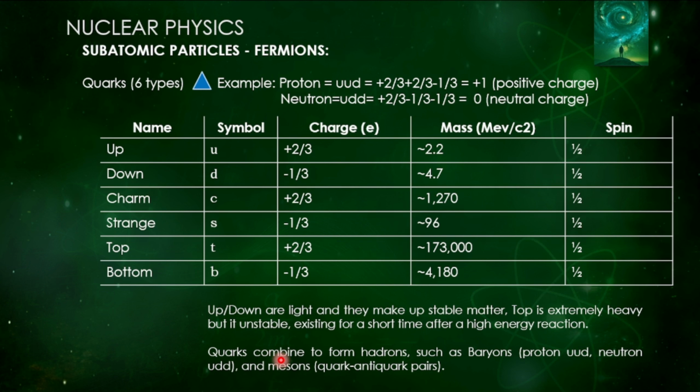So up and down are light and they make up stable matter, like protons and neutrons. Top is extremely heavy, but it is unstable, existing for a very short period of time after a high energy reaction. Quarks combine to form hadrons, such as baryons, so proton and neutron. We call them hadrons, and particularly baryons. Proton is up, up, down; neutron is up, down, down. Mesons are also formed from quarks, as quark-antiquark pairs.